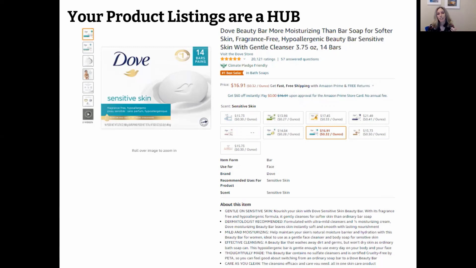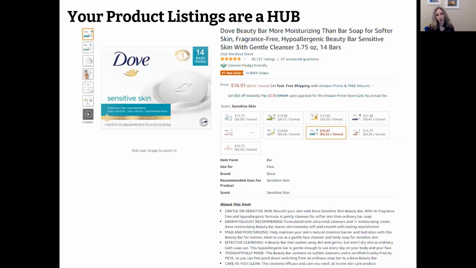And you can see those little boxes, which you may or may not be aware are the variations. So there's probably your original soap, but then you've got your sensitive skin version, which is what we've got highlighted here. And they've got other scents or things like that on the other variations. So they're all living in one place. You can see the product review ratings, which is over 20,000. Obviously Dove is a massive, mega brand.